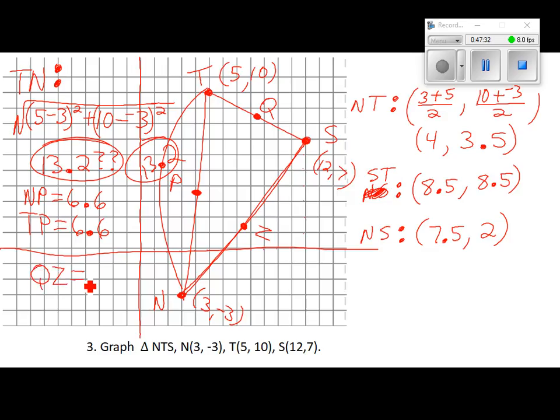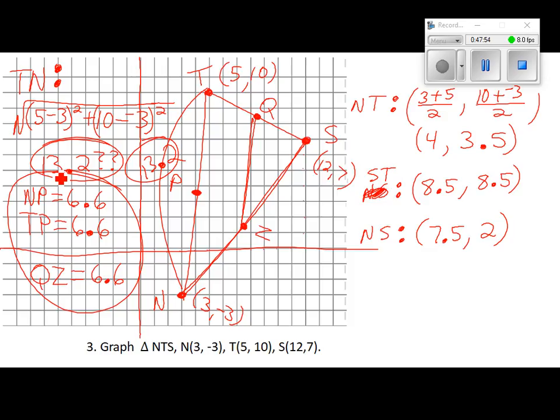Now some of you got to remember, even though that segment's not drawn in there, could we draw it in there? Yeah. And what do we now know about it? It's half of that distance that we just found. So how long is it? 6.6. We know all three of those.